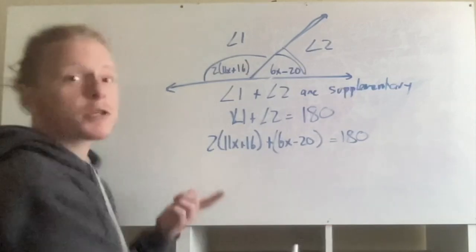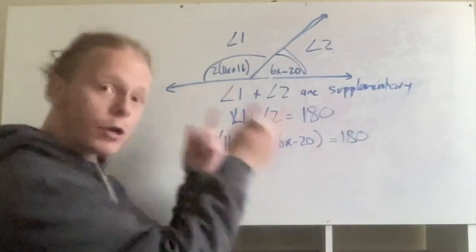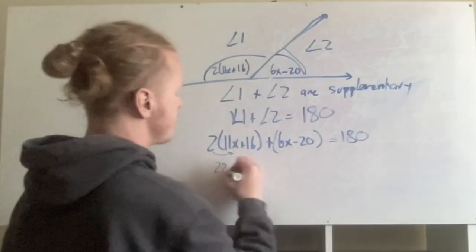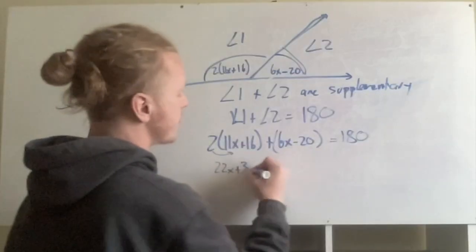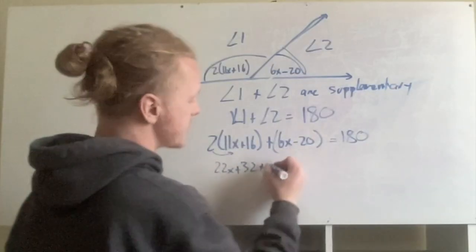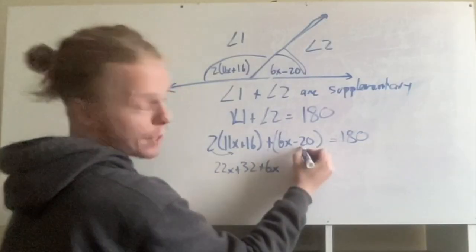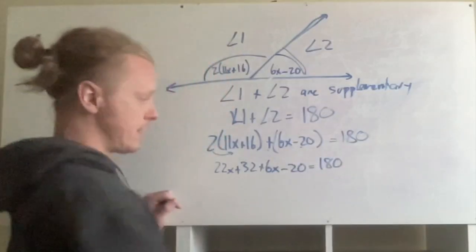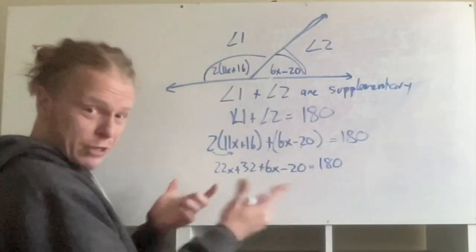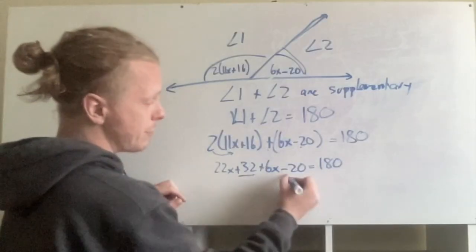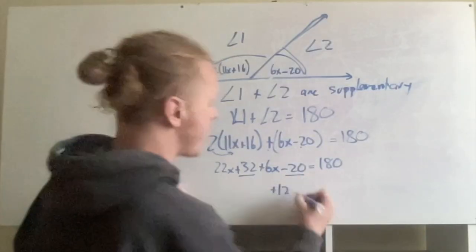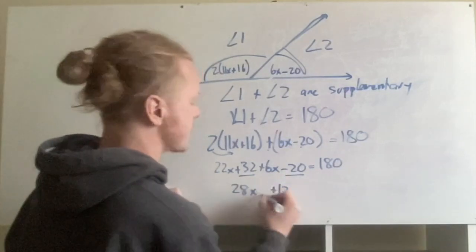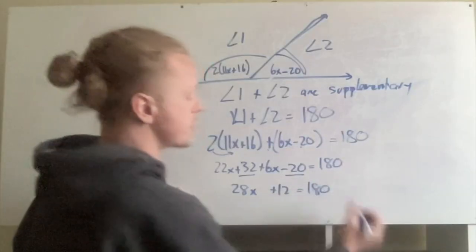From here, now it's just an algebra equation that we need to solve. If you recall the previous video, let's distribute. So 2 times 11, 22x, 2 times 16 plus 32 plus 6x. And then if we're adding a negative number, that's like subtracting, so minus 20 equals 180. We should always check, do we have any like terms to combine? Yes, 32 minus 20 gives me positive 12, and 22x plus 6x is 28x plus 12 equals 180.